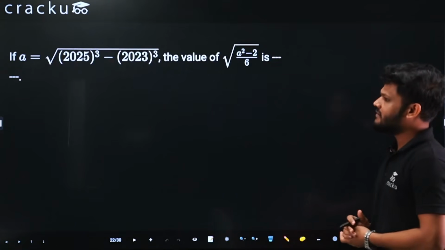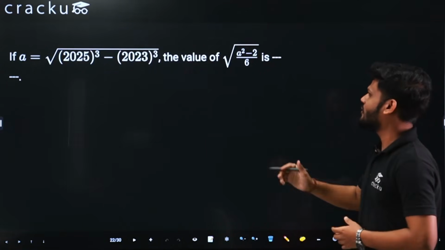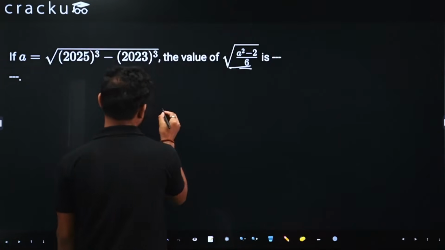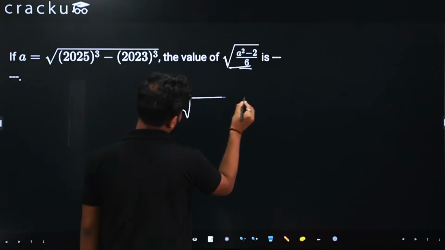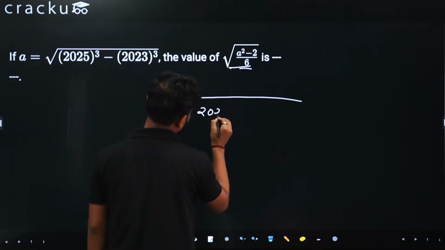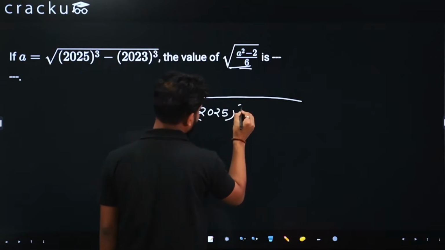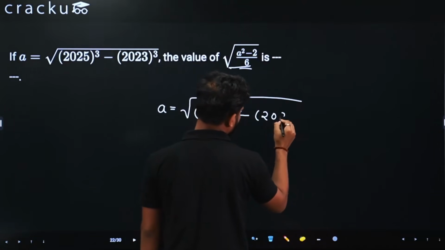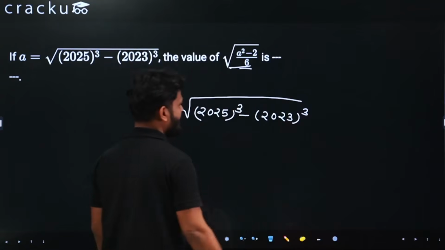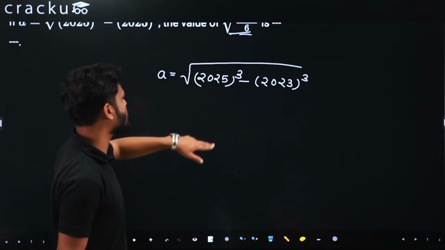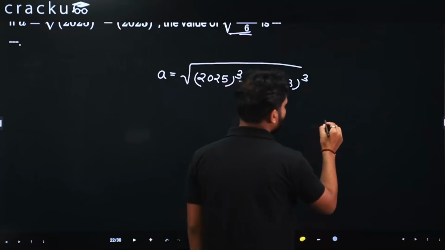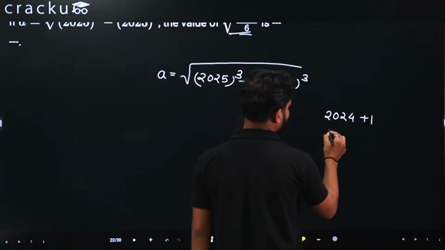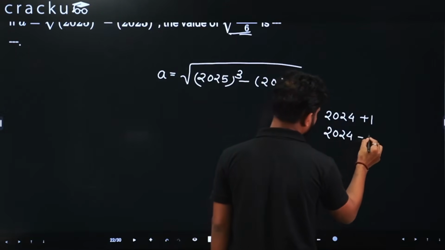In this question, A is given as this. The value of this one we have to find. Let us say A is given as under root of 2025 cube minus 2023 cube, right? Now I can write 2025 as 2024 plus 1 and 2023 as 2024 minus 1.